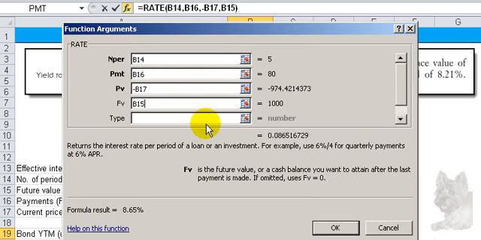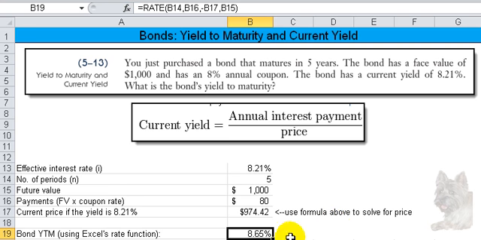So once you put all those in, it gives you the answer of 0.0865. I'm going to hit OK, and it comes back as 8.65%. That's how you solve this one. So really you had to solve the current price first, and then once you knew that, you could solve for bond yield to maturity. And that's this problem, everyone. Thank you.